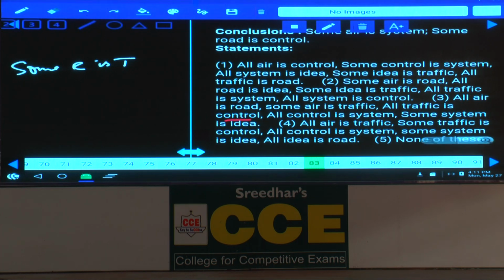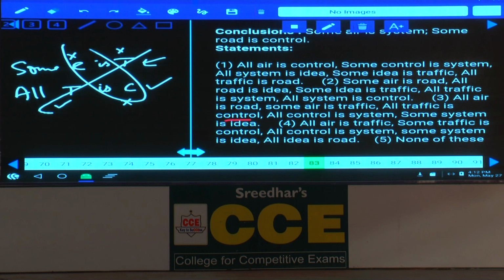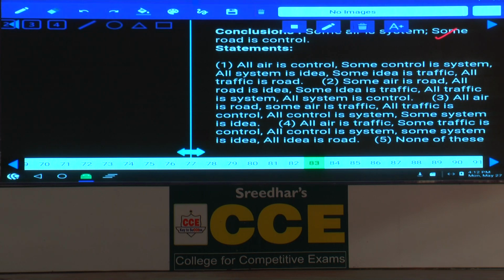and at the same time all traffic is control. Now this is the third statement, and this is the conclusion I got with the help of the first two statements. If I combine these two, this is cross and cross, this is tick and cross, middle term distributed, and some road is control. That is the second conclusion. Then coming to the first conclusion, what is the first? Some air is system. All air is road is there, isn't it? All air is there, and all traffic is control.